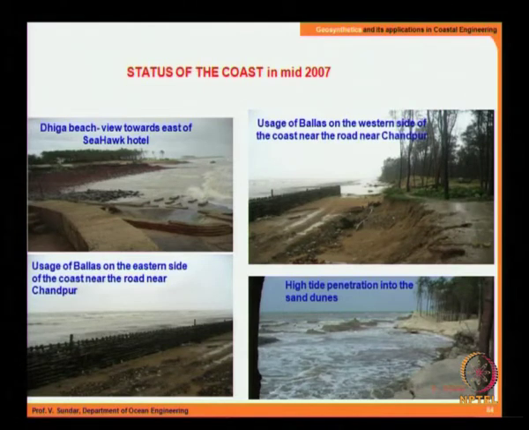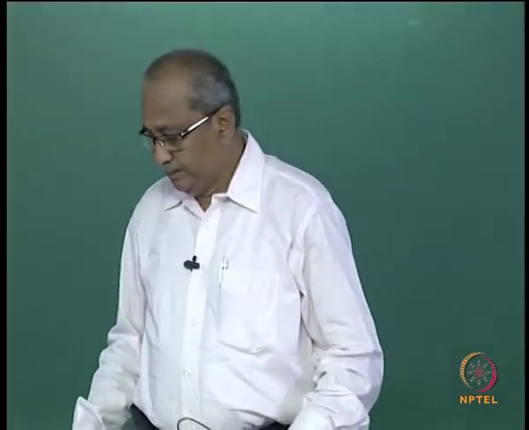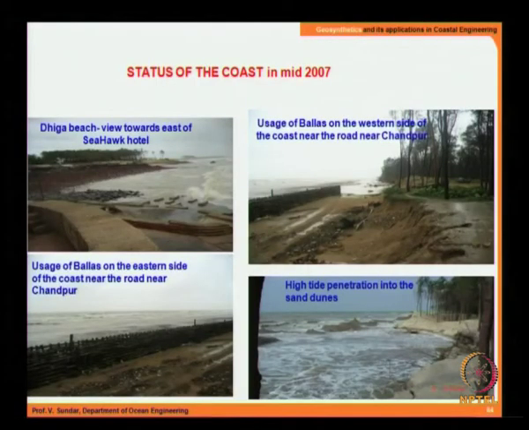and then when we visited the site, this is the kind of scenario. You look at the erosion; this is called locally balas. This is just rows of timber logs, timber poles driven, and you have horizontal bracing also, and inside that they keep sandbags. Unfortunately this is all the way continuous.